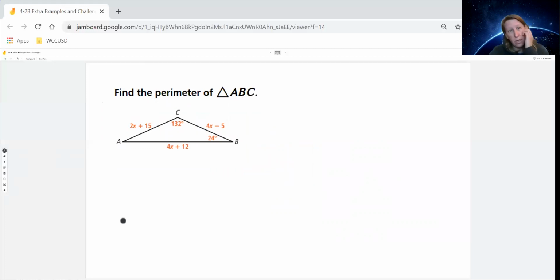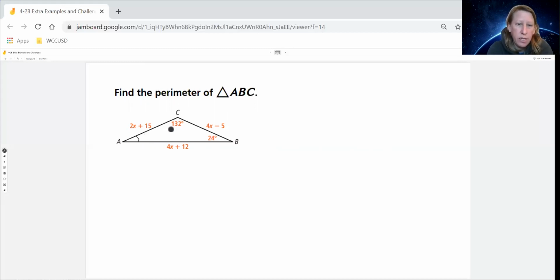So first thing is I see a triangle, and my brain is like, okay, is it scalene or is it isosceles? So the first thing I want to do is find this angle. So the math problem I'm going to do is 132 plus 24, and that's 156.